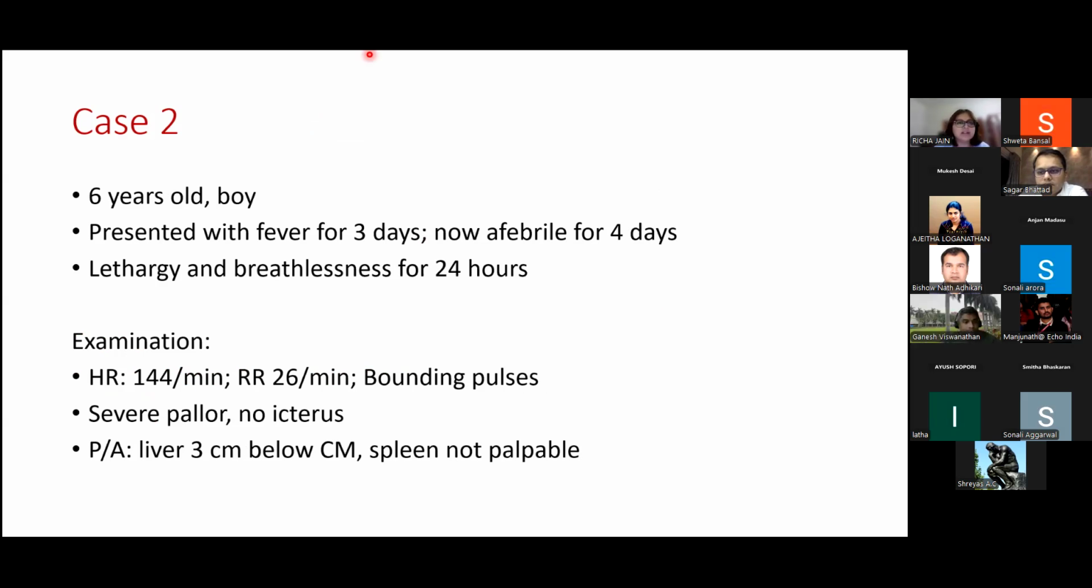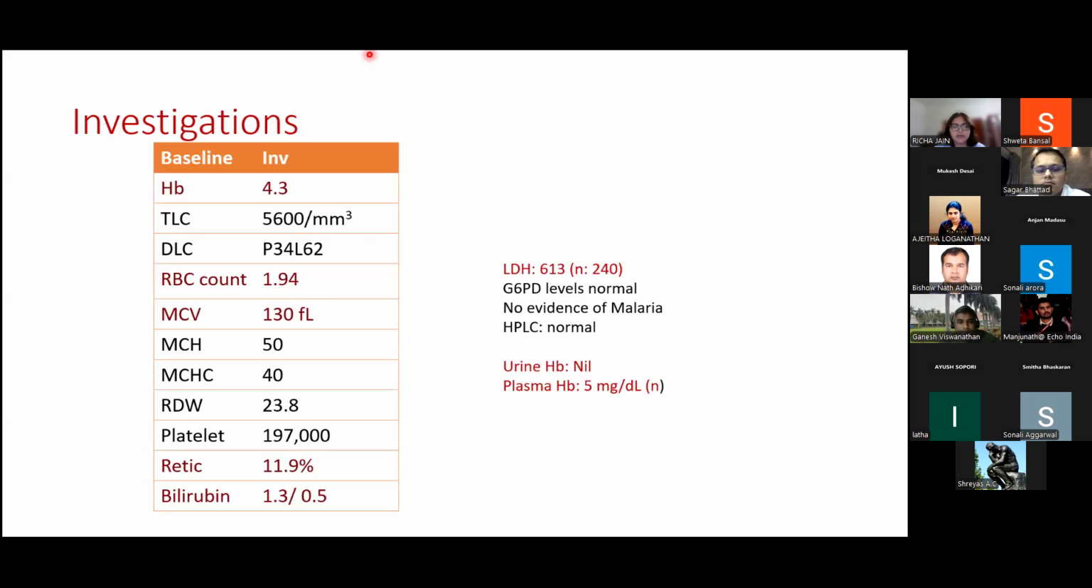Okay, Shweta, thanks. So we have a second case, a 6-year-old boy who presented with fever for 3 days and now was afebrile for 4 days at the time of presentation. He, however, had lethargy and breathlessness for 24 hours, had tachycardia, tachypnea, bounding pulses, severe pallor, no icterus, and hepatomegaly was present, but spleen was not palpable.